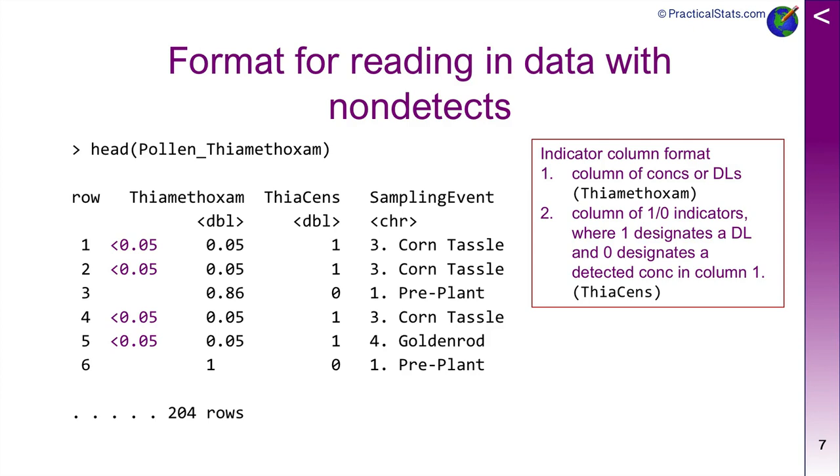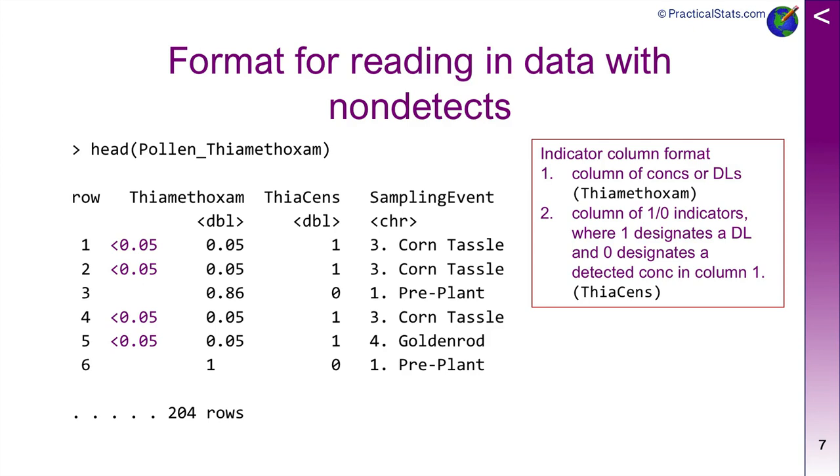So you read it in as less than 0.05, that's a text variable, and it would be that way in Excel in perhaps the original data form. It would see that as a character variable because of the less than sign. When you read it into any statistics package, it would read it in as a character variable, and we cannot do statistics on character variables. So how do you read in data with nondetects?